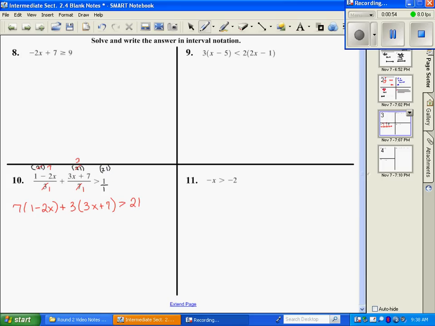Now I want to distribute and simplify. 7 minus 14x plus 9x plus 21 is greater than 21. On my left, I want to add like terms right there. So I'm going to have negative 5x. Want to add these two together, I'm going to have 28.